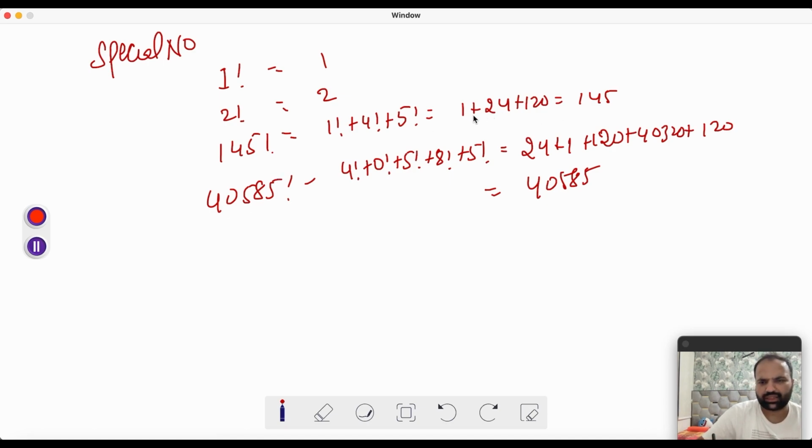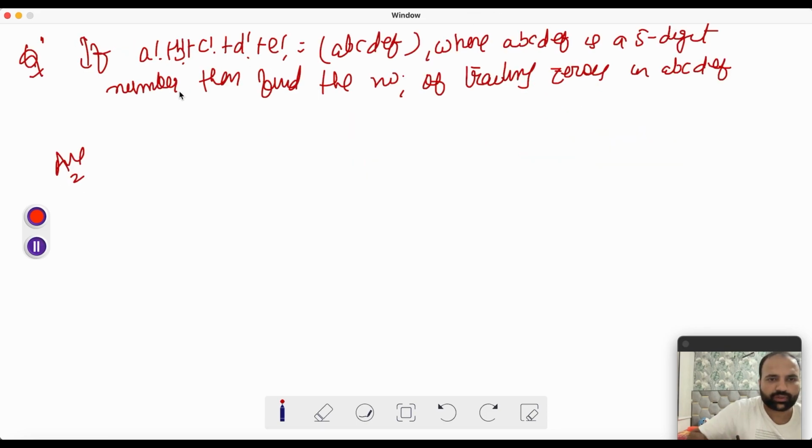So generally you don't get a question, but you may get. So let's say if you have to do a question, we can do it this way. The question may say: if a factorial plus b factorial plus c factorial plus d factorial plus e factorial is equal to abcde, where abcde is a 5-digit number, then find the number of trailing zeros in abcde. So as I said, there's only one 5-digit number that would satisfy the entire condition. What is that? 40,585. How is this going to happen?